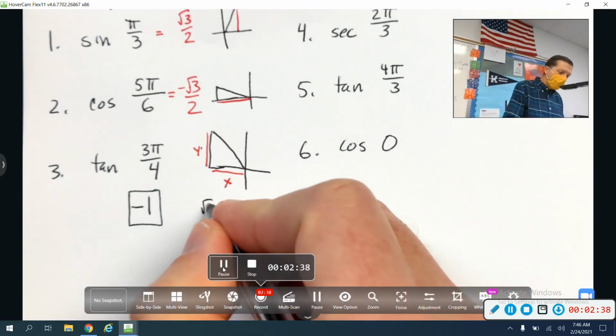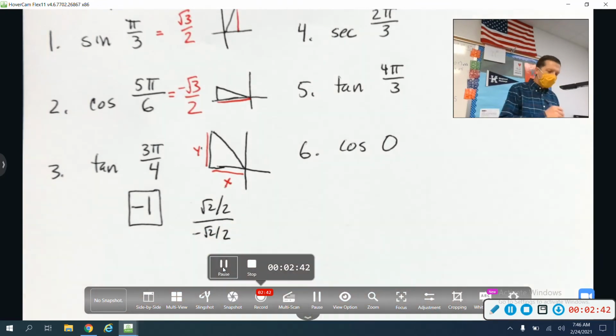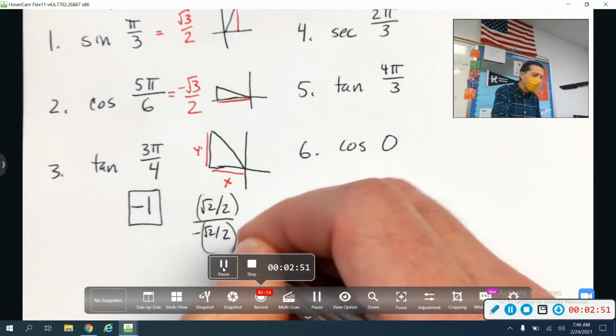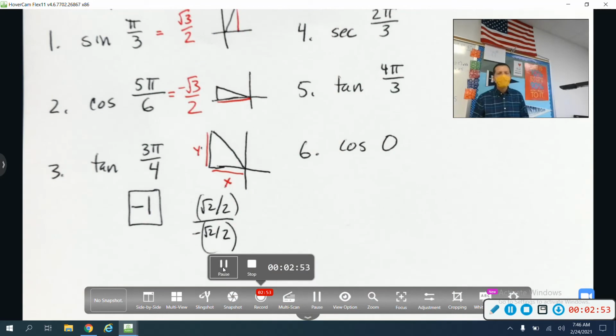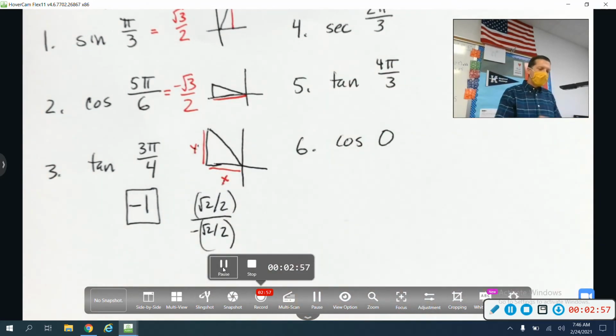So I just skipped a whole bunch of steps there. Some people would write root 2 over 2 over negative root 2 over 2 and do negative 1 off of that. Other people would write that and then do keep it, change it, flip it. I'm like, come on, if you're dividing something by itself, it's going to be 1. Don't go through all the steps. But even better, notice it up here, y over x, those are the same value, so it's 1.